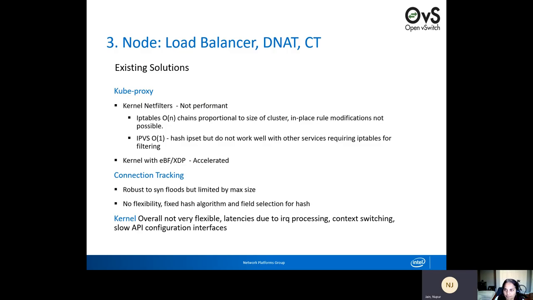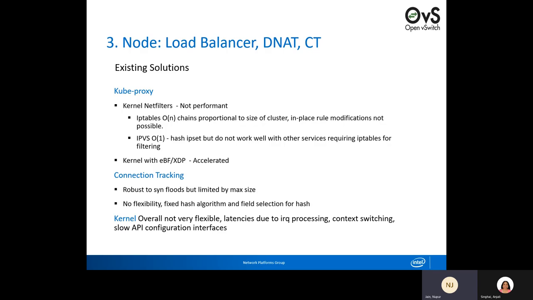kube-proxy is a key component of Kubernetes deployment. Its role is to load balance traffic that's destined for a service to the correct backend pod. kube-proxy can run in one of three modes: eBPF, discussed later in the slide, iptables, or IPVS. In iptables mode, kube-proxy attaches rules to the NAT pre-routing hook to implement its NAT and load balancing functions. The problem here is that the chain of rules grows roughly in proportion to the cluster size.